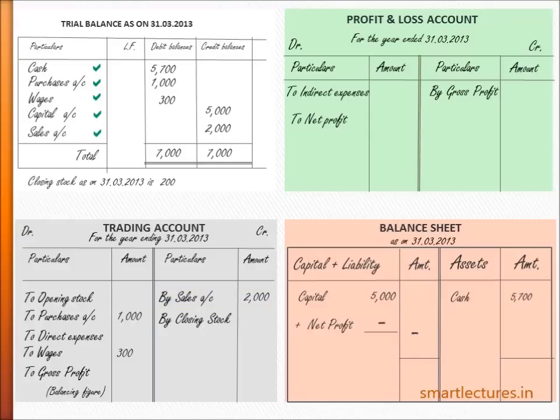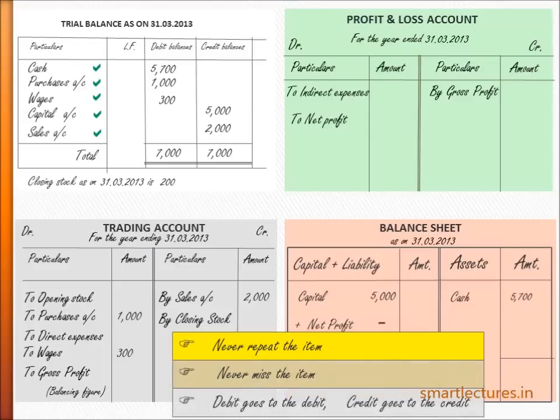So you have seen that you are taking care of the principle, our golden rule. Don't miss the item, don't repeat the item. So we have not missed any item, we have not repeated any item of the trial balance. And secondly, debit should go to the debit, credit should go to the credit. So all debit items of trial balance have gone to the debit side of final accounts, and all credit items of trial balance have gone to the credit side of final accounts.